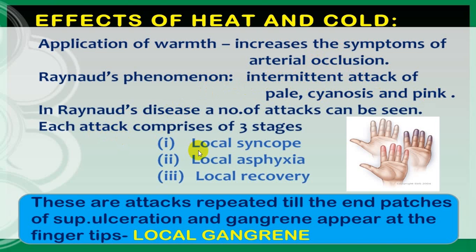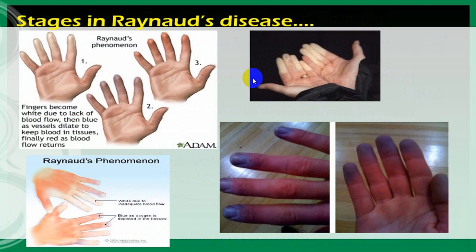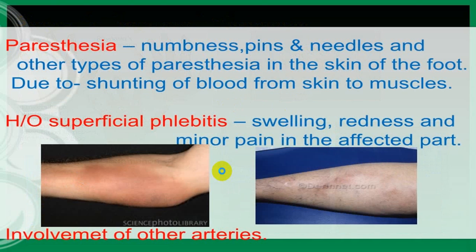Usually there will be local cyanosis, then you will have a pallor followed by cyanosis followed by recovery, and in the end stage you will have ulcer formation and gangrene. So different stages, that is pallor followed by cyanosis followed by rubor. Pallor and cyanosis will be very common, followed by rubor. Paresthesia will be very common in intermittent claudication. In some conditions, you can have a superficial phlebitis, particularly in case of aortoarteritis.